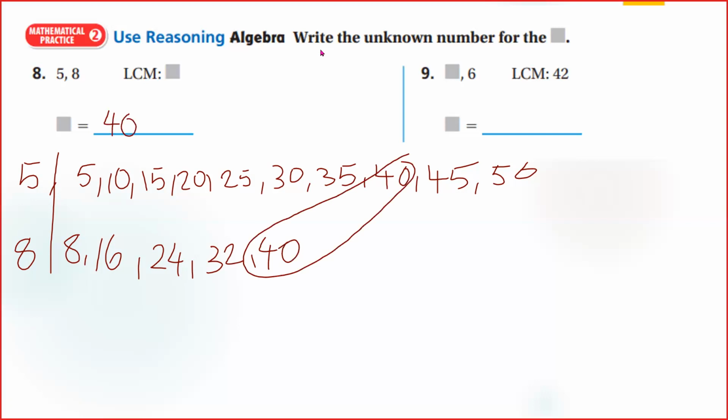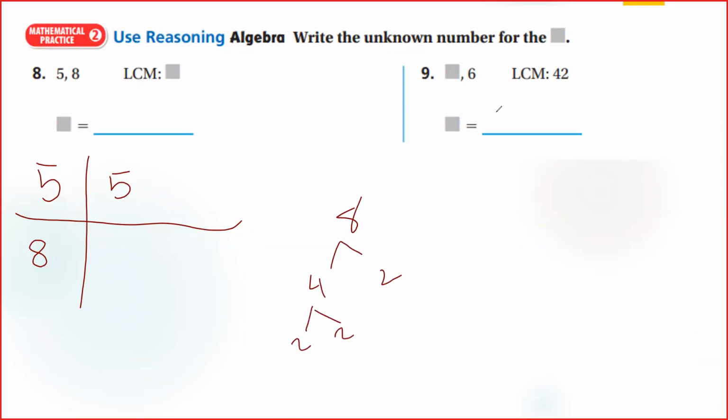Now, all of you, look at 5 and 8. Here, Yajana used the way of listing the multiples. I want you now to use the prime factorization here. 5 and 8. What are the prime factors of number 5? 5. And what are the prime factors of 8? 4, 2. That's right, it's prime factorization. 4 and 2, 2 and 2. So we have 2 times 2 times 2.